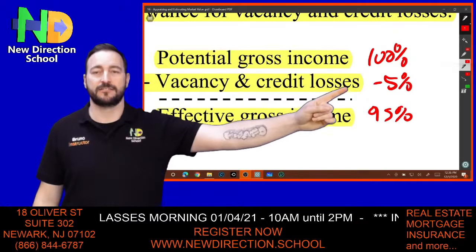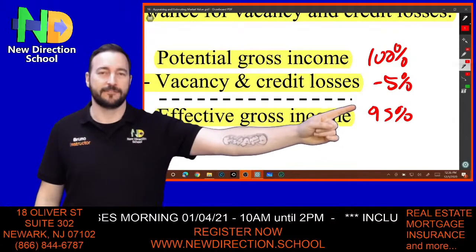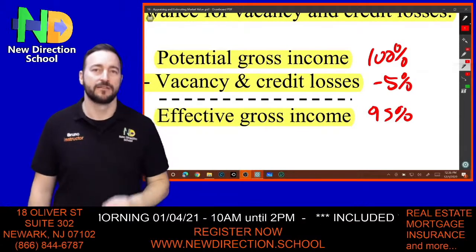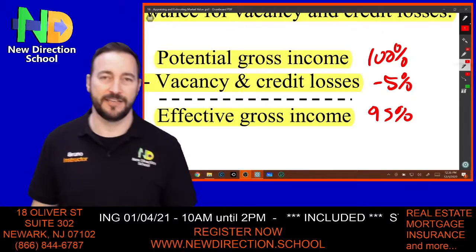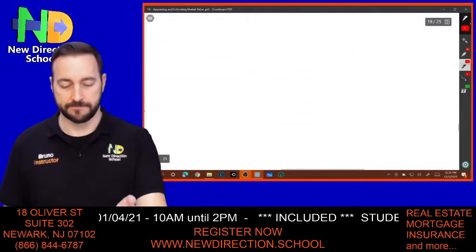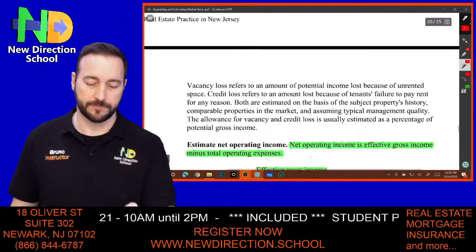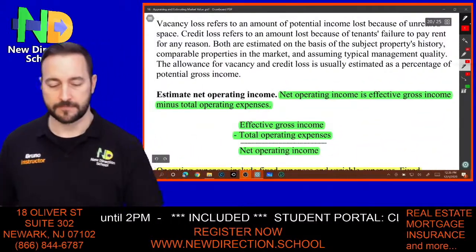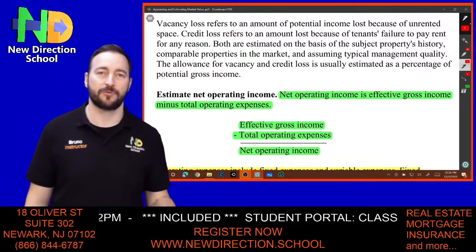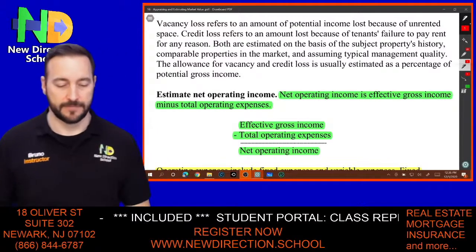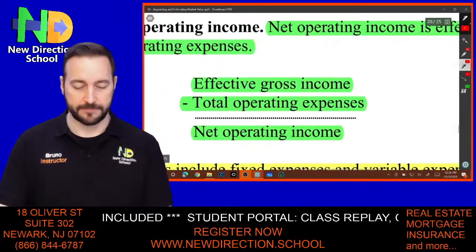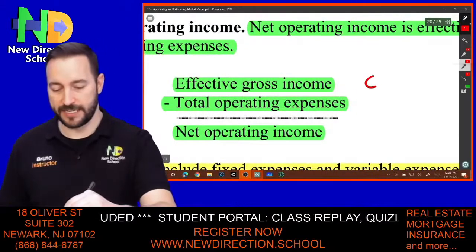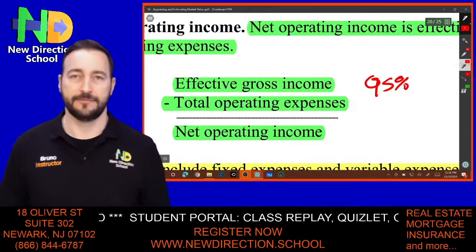If I get less, hey, we're ready for that. You guys understand? So 95% in this example is the effective gross income. But again, that's not what I take home. What I take home, and look, this is in green, is the net operating income, right? And the net operating income is that 95%, right?